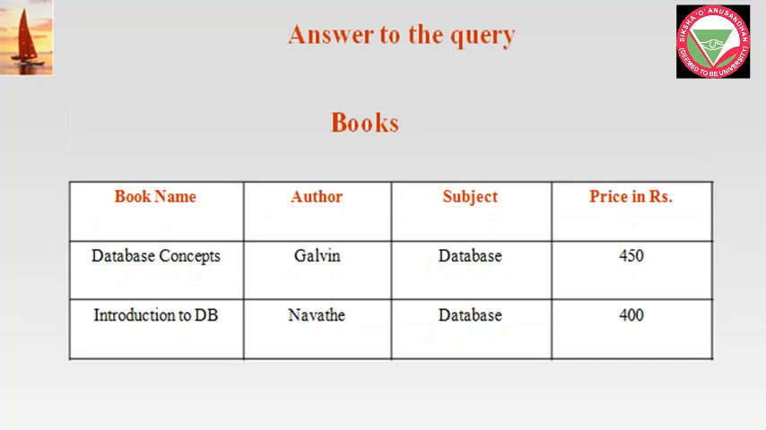So as you can see from the solution, from the relation books, there are only two tuples that are selected, because here in both the tuples the subject is database, and our expected output was we have to select all the tuples from the relation book which has the subject database.